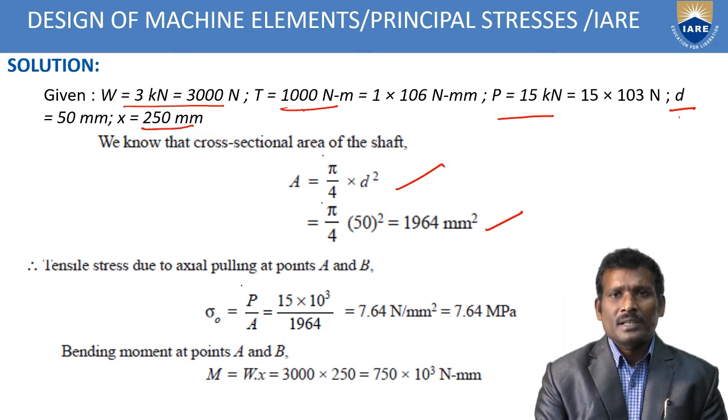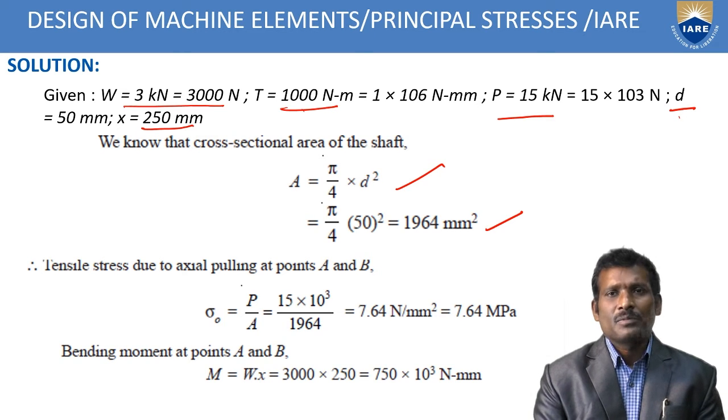Now the tensile stress due to axial pulling at points A and B. So direct tensile stress will occur due to the pulling load. What is the tensile stress? The relation is load upon cross-sectional area. So substitute the direct load 15 kilonewtons and the area we have already calculated in the above step, that is 1964 mm square. So we will get 7.64 megapascal.